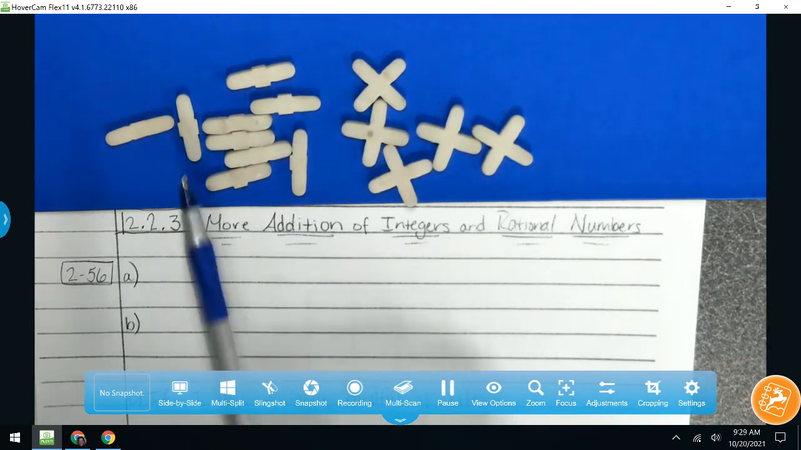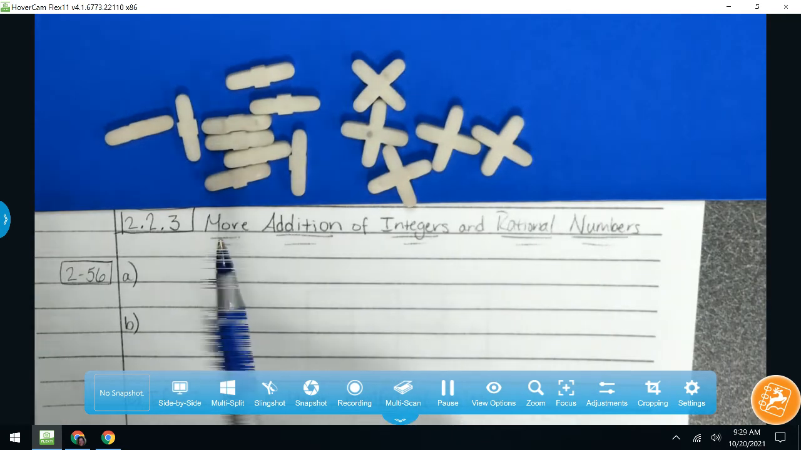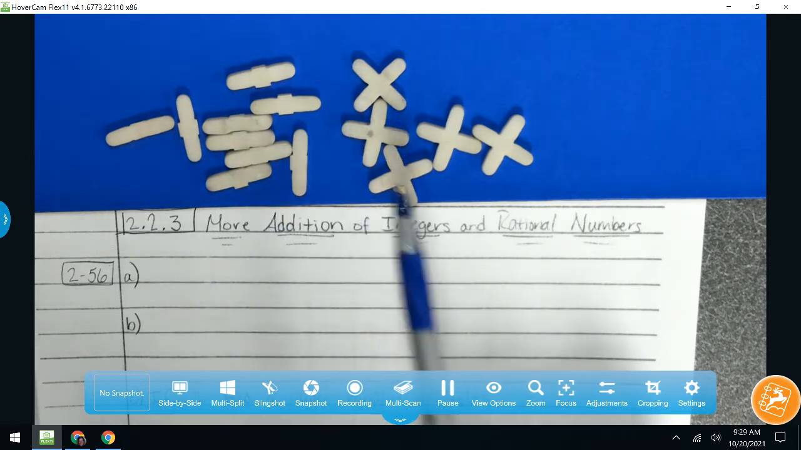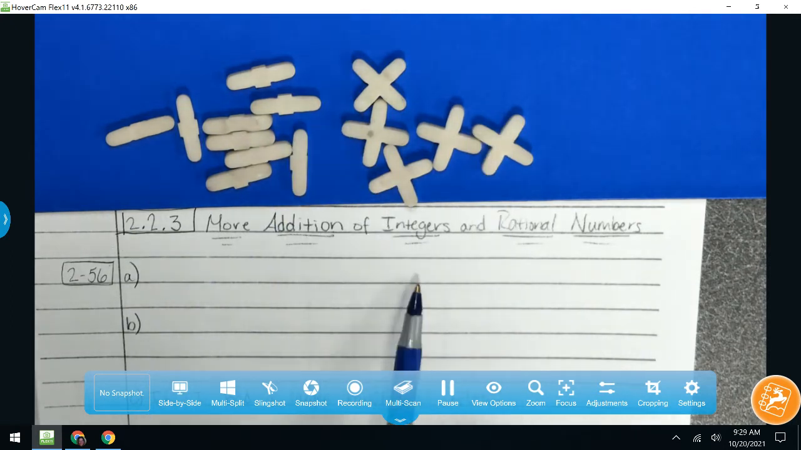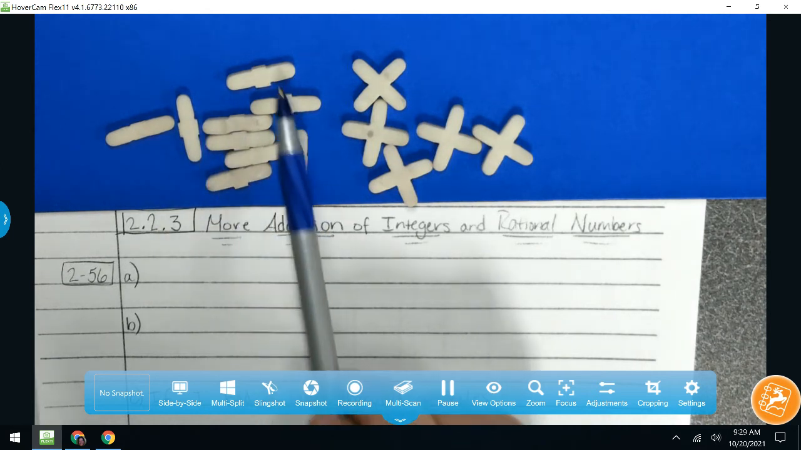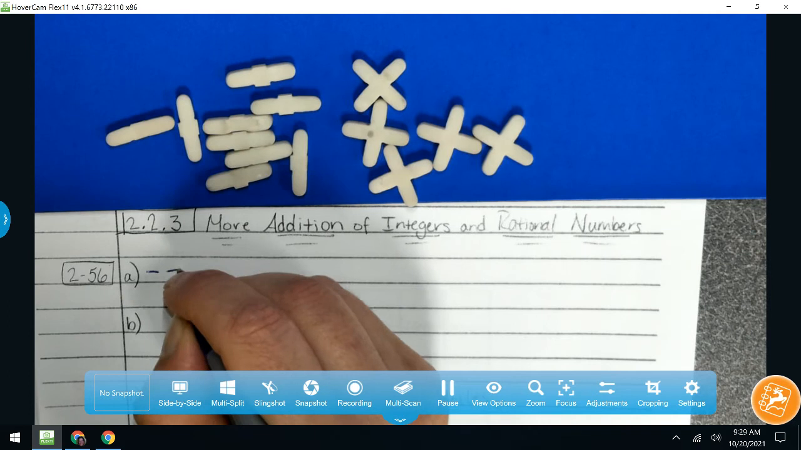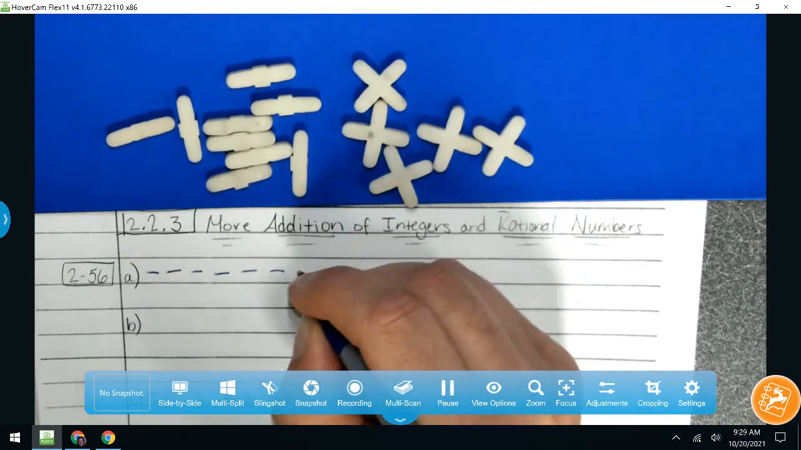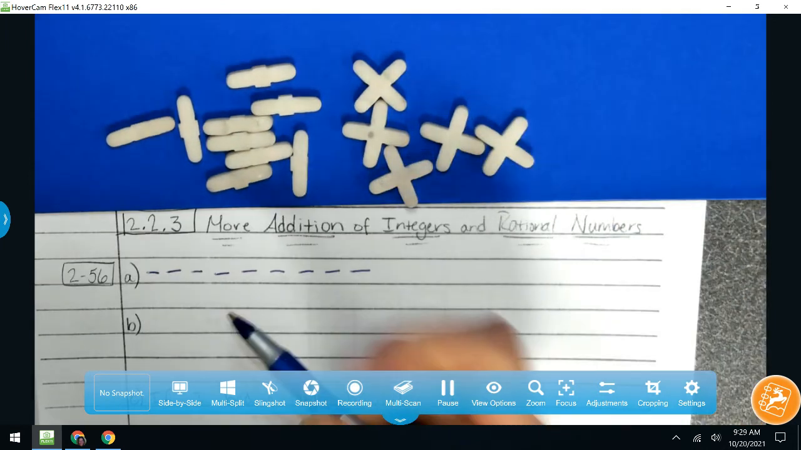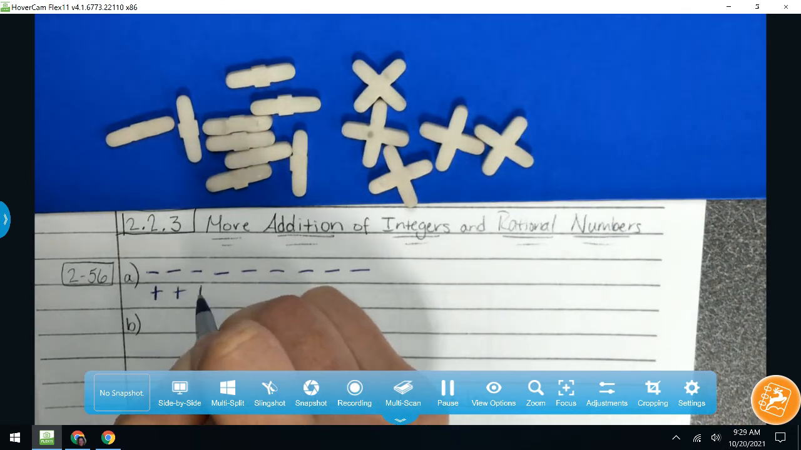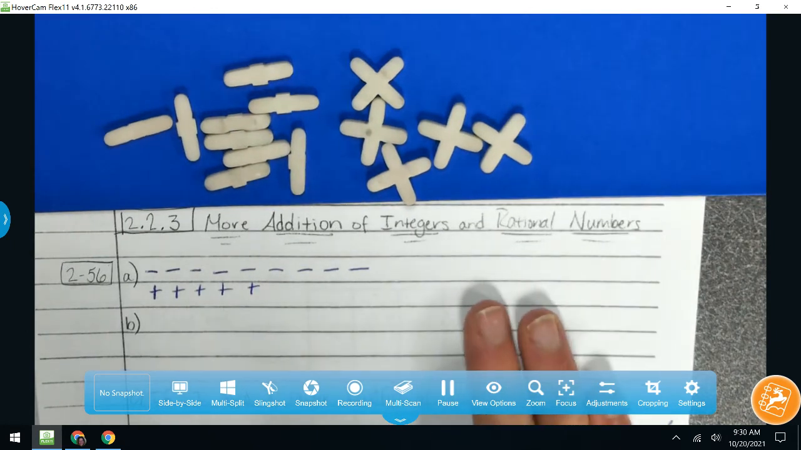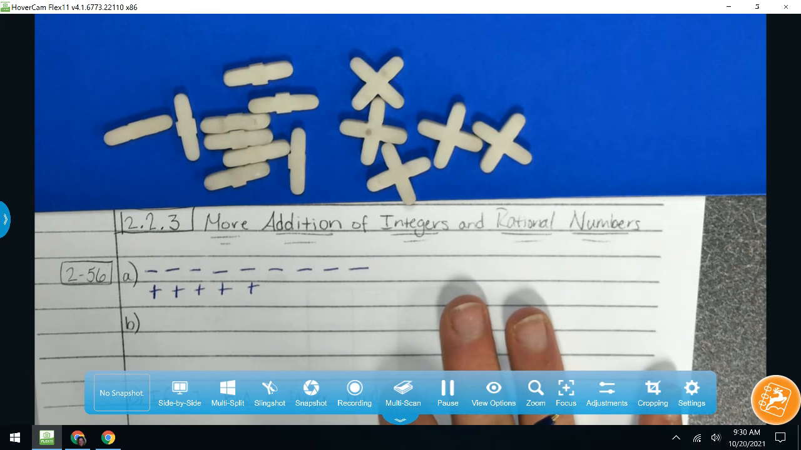So I see right here, the first thing I did, and I did it even unconsciously, I wasn't even thinking about it, is I automatically sorted them into two piles. I have my negatives over here, I have my positives over here, and I'm going to draw that right here. So I have 1, 2, 3, 4, 5, 6, 7, 8, 9 negatives. And then I have 1, 2, 3, 4, 5 positives.